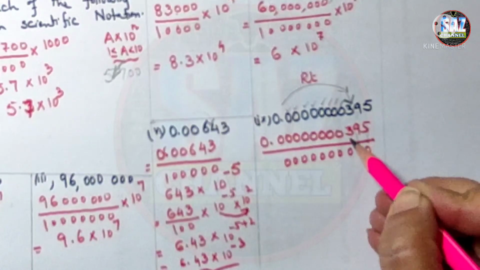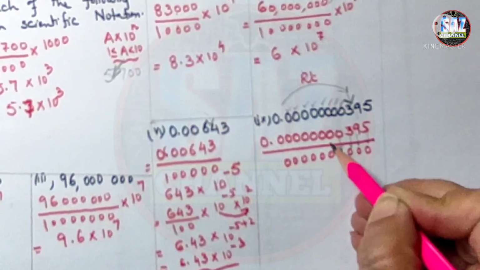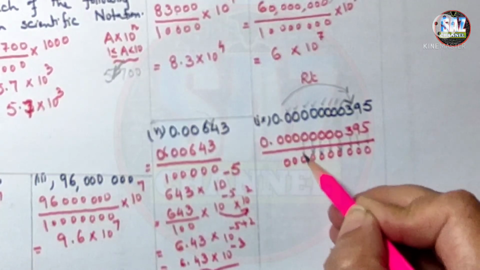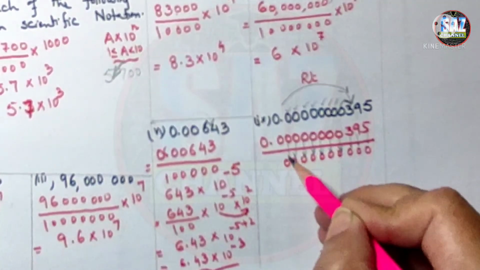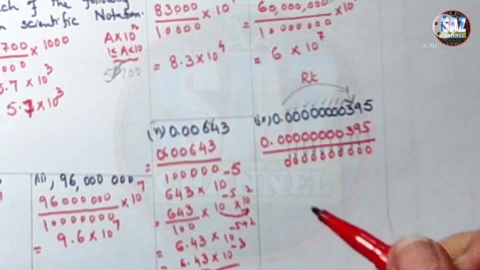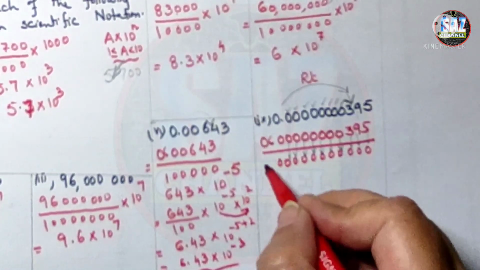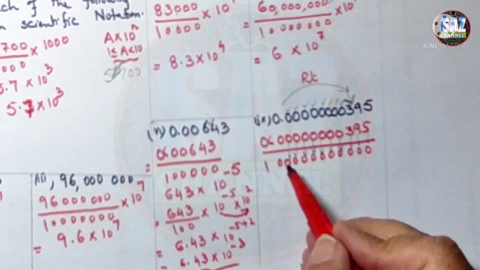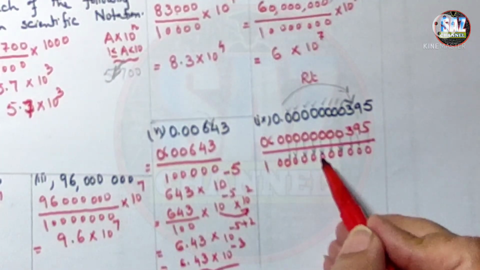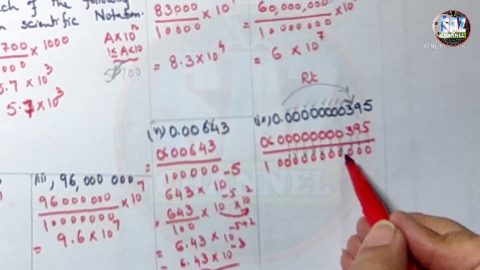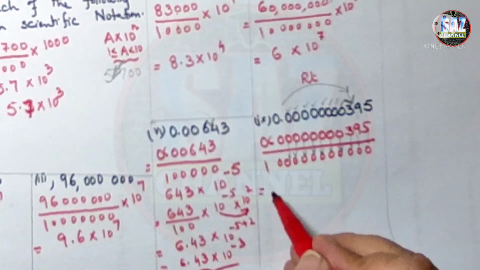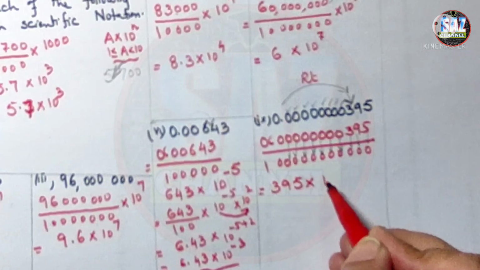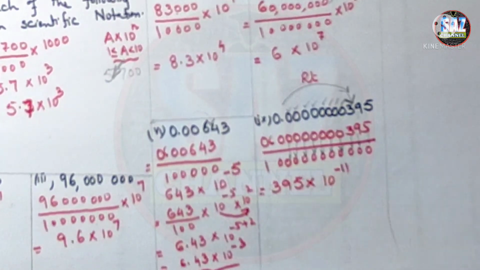1, 2, 3. Under this 0, under this 0, under this 0, under this 0, and under this 0, and then I have to remove the decimal and 1. So 8 and 3, 11. 1, 2, 3, 4, 5, 6, 7, 8, 9, 10 and 11. So the question will take the form 395 multiplied by 10 raised to power of minus 11.